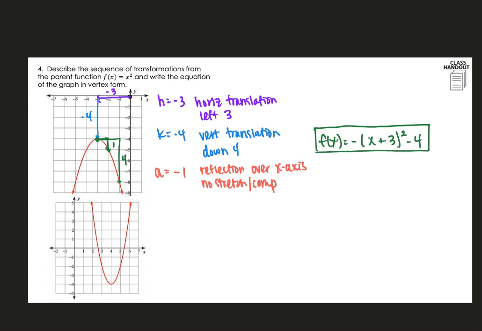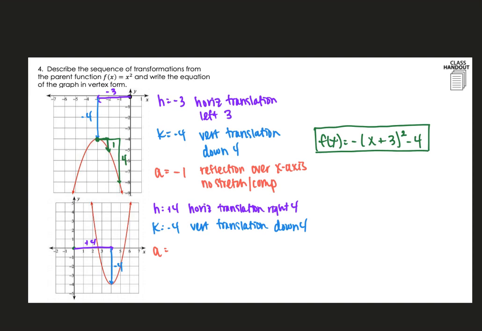All right, so now let's look at the second example. First starting with our horizontal translation. To get to our vertex, it looks like we went right 4 and then down 4. So that means h is going to be positive 4. So we had a horizontal translation, right 4. And then k is equal to -4, which means we had a vertical translation, down 4.